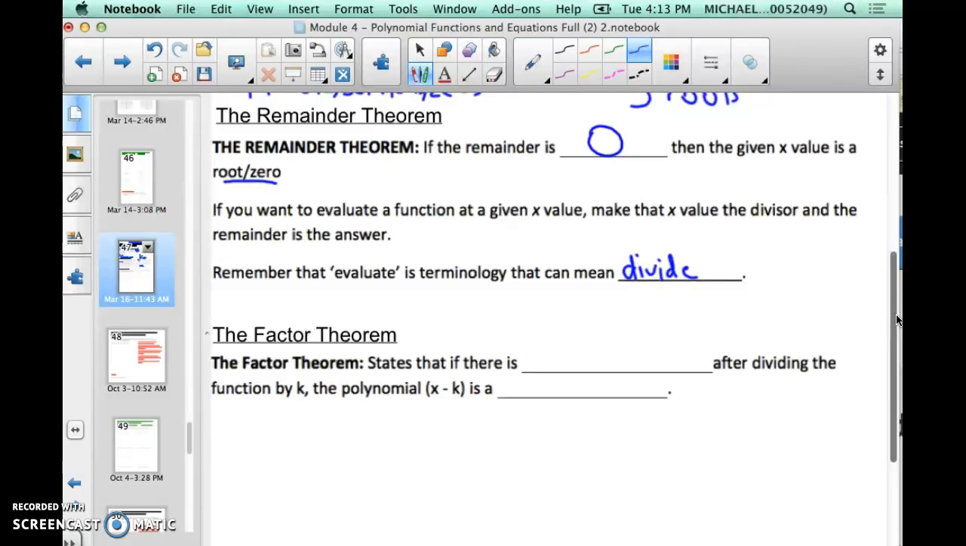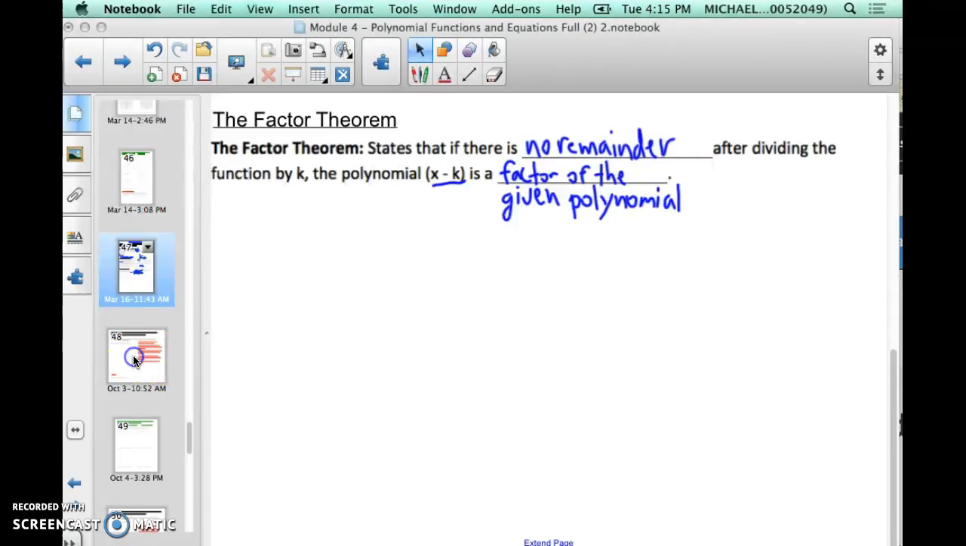The factor theorem states that if there is no remainder, or the remainder is 0, after dividing any given function by x minus k, then this x minus k is a factor of the given polynomial. So let's look at an example really quick.